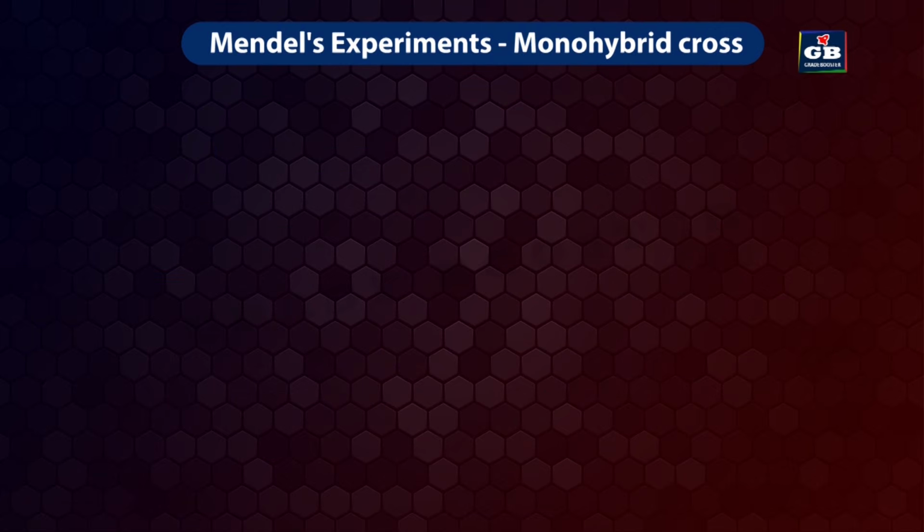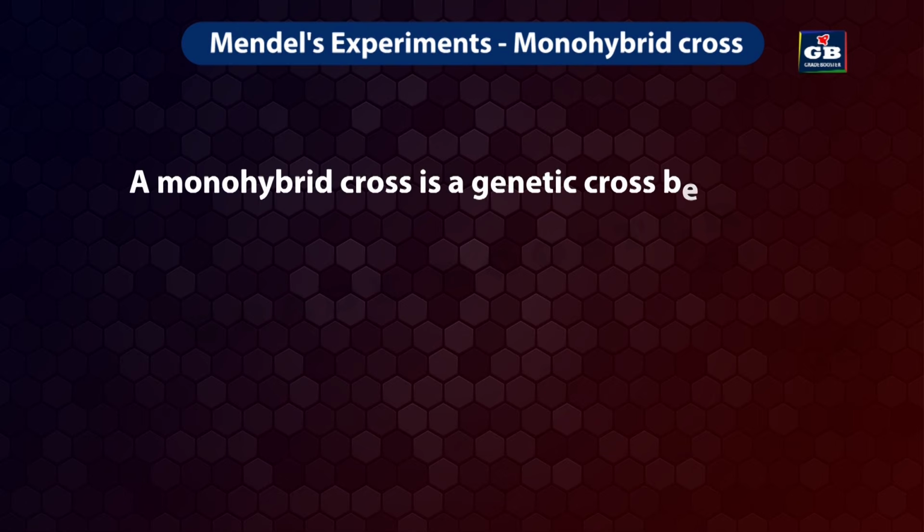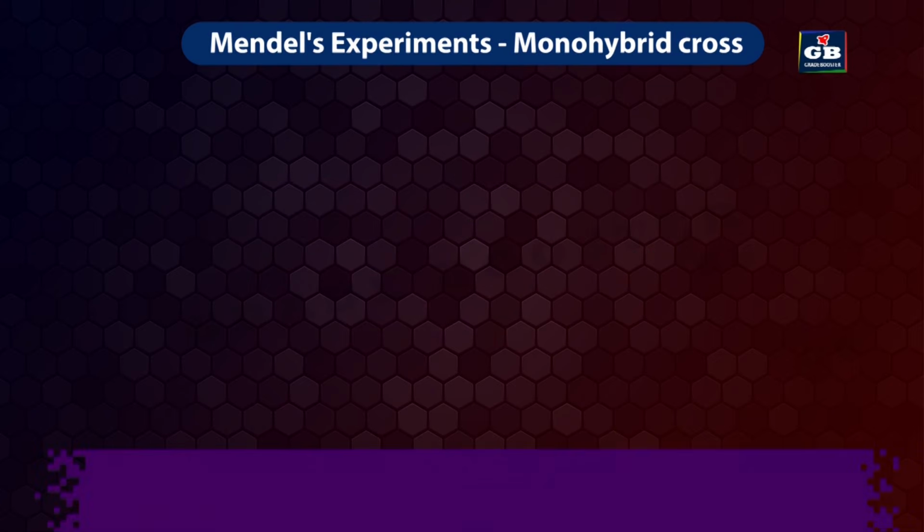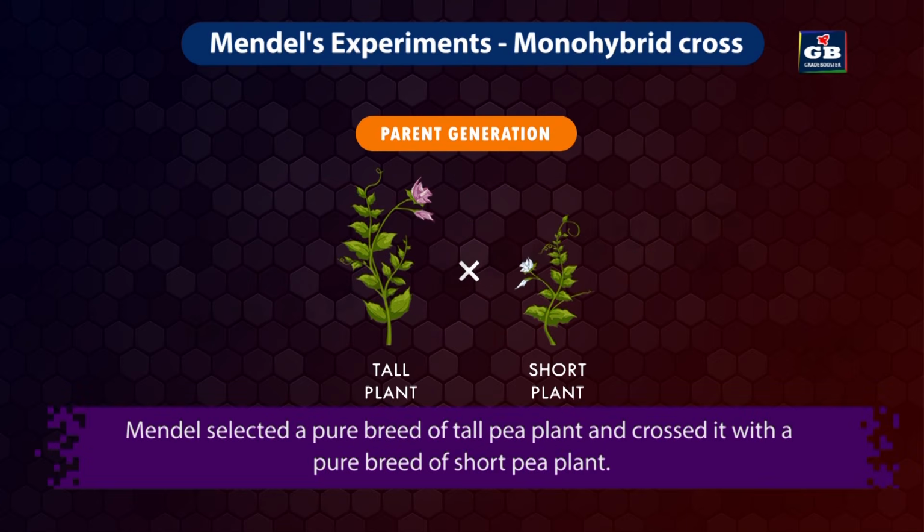Mendel's experiments. Monohybrid cross. A monohybrid cross is a genetic cross between 2 individuals that differ in a single trait. For example, a tall pea plant and a short pea plant. Mendel selected a pure breed of tall pea plant and crossed it with a pure breed of short pea plant. Pure breed tall means both the alleles for the trait plant height are tall and tall. They are represented by capital T and capital T. Pure breed short means both the alleles for the trait plant height are short.